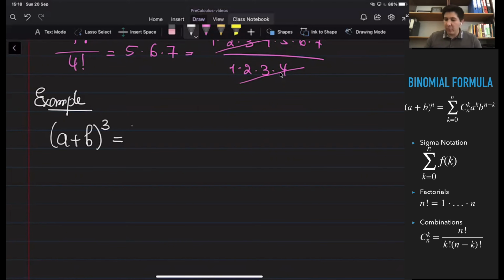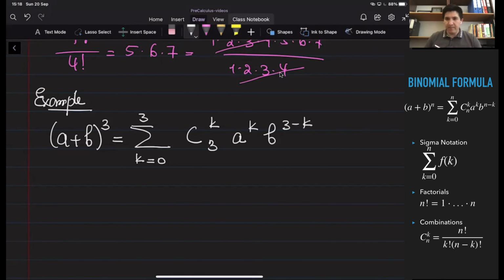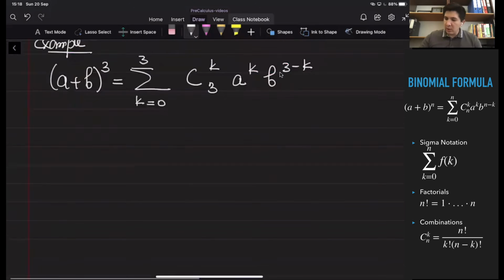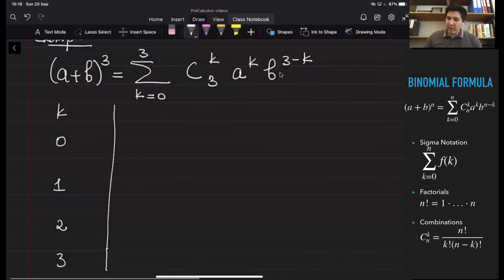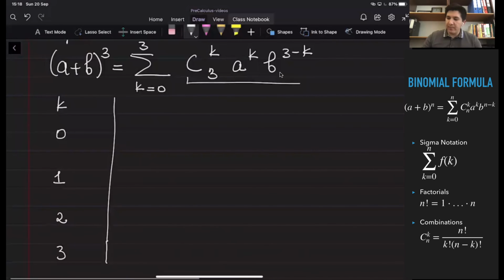According to the binomial formula, it's going to be the summation of k starting from 0 until 3 of the combinations of 3 and k, a to the power of k, b to the power of 3 minus k. So I'm going to write down the values of k: 0, 1, 2, and 3. And for every value of k, we need to calculate this formula.